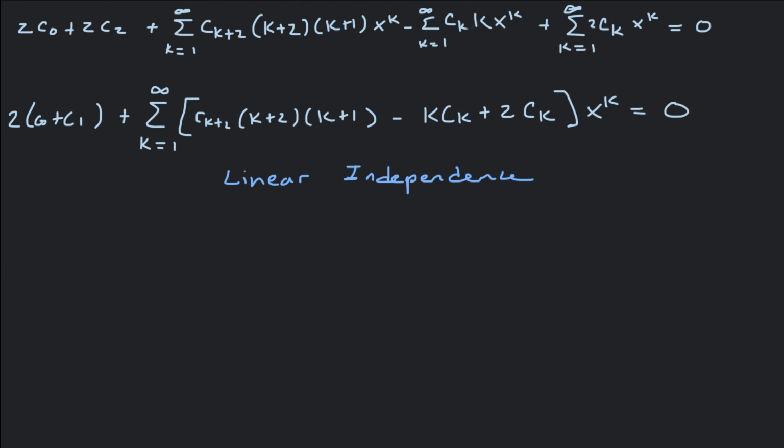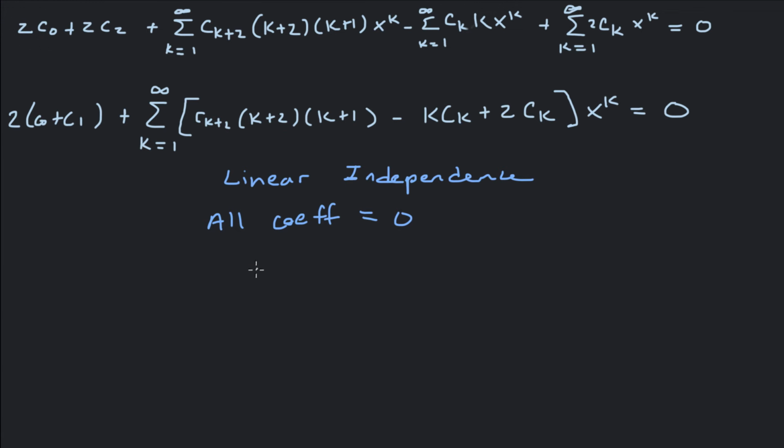Linear independence says that if we have a constant plus a constant times x plus a constant times x squared plus a constant times x cubed plus so forth equals 0, then the only way that can equal 0 for all values of x is if the constants are equal to 0, or the coefficients are equal to 0. So this constant is going to equal 0, and then these coefficients in the bracket are all going to be 0. So all coefficients will equal 0 due to linear independence.